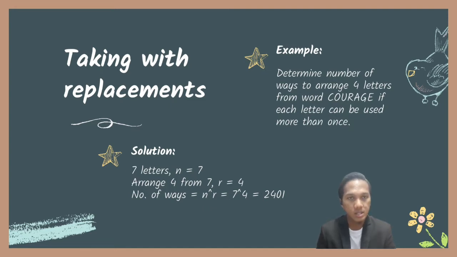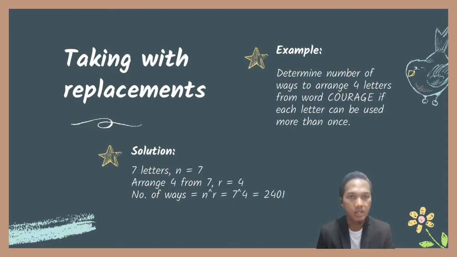From the question, we can identify that this question is for the cases of taking with replacement, because the keyword is each letter can be used more than once. For the formula, we will use n to the power of r. We must find the value of n and the value of r. From the question, we can identify the value of n, which is the letters, 7 letters: C O U R A G E.